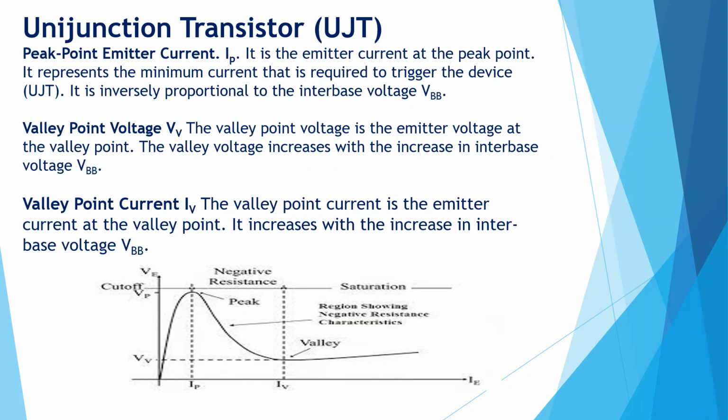Valley point voltage VV: the valley point voltage is the emitter voltage at the valley point, that is the minimum value of emitter voltage before it goes into saturation. The valley voltage increases with the increase in inter-base voltage VBB, that is the total supply voltage between base 1 and base 2. And valley point current IV: the valley point current is the emitter current at the valley point. It increases with the increase in inter-base voltage VBB. This is the total valley current which will be flowing.